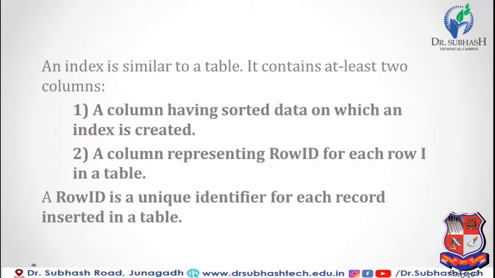Okay. An index is similar to a table. It contains at least 2 columns. The index in DBMS can be considered as another table, but it is similar to a table. In an index table, there are 2 columns. One column is the one in which sorted data is created as the index.